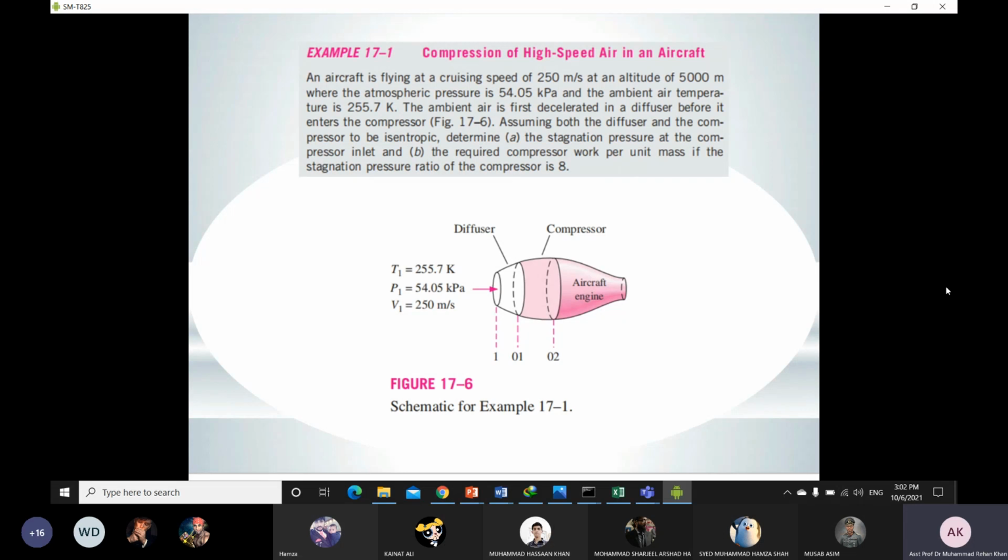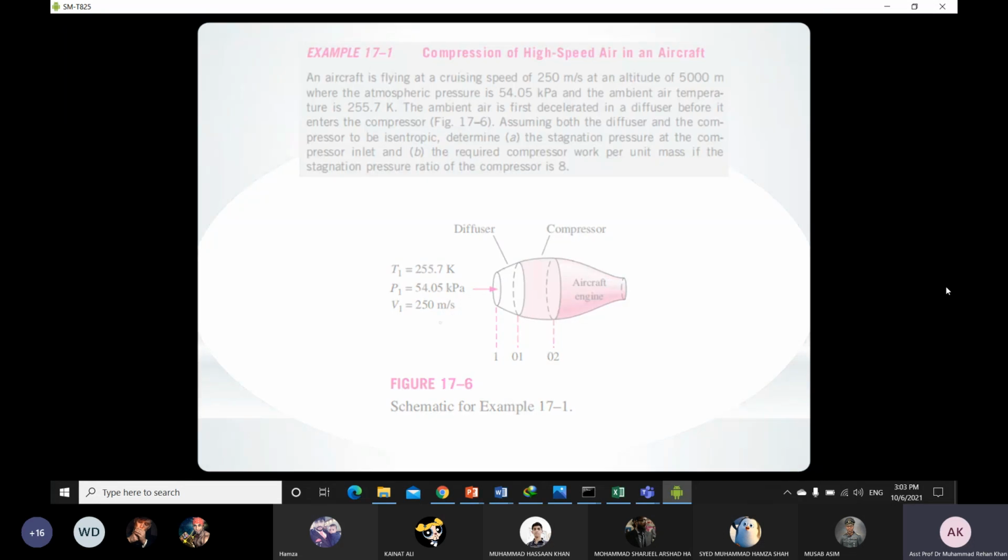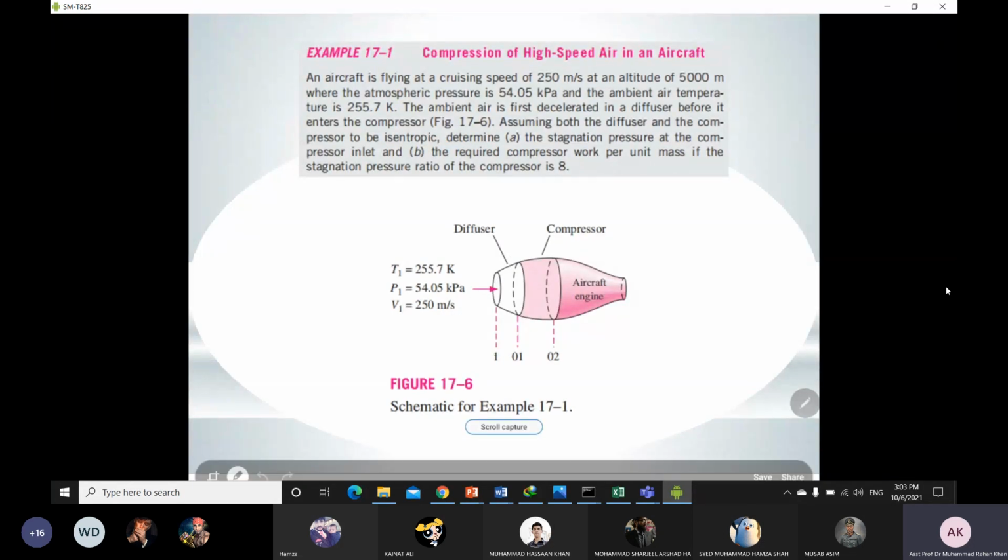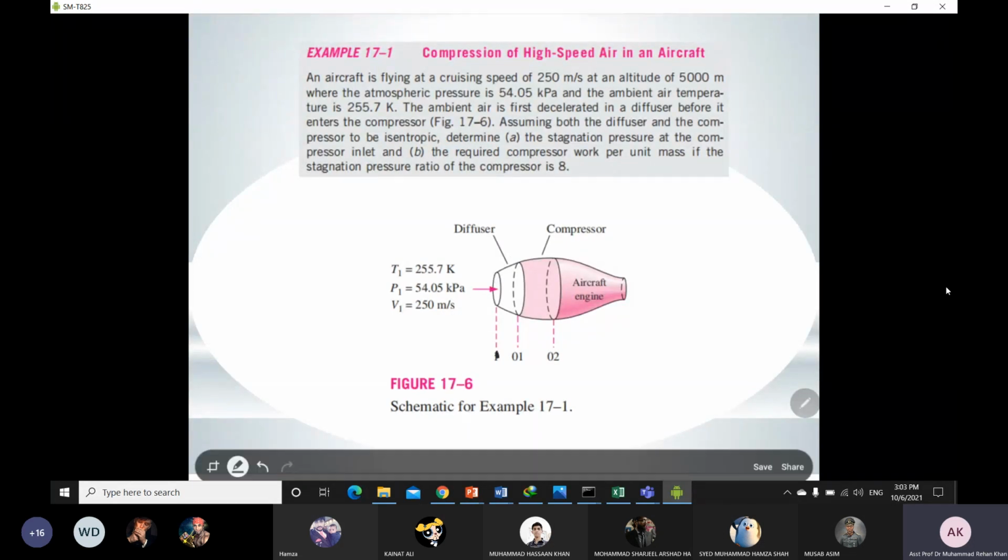Assuming both the diffuser and the compressor to be isentropic, you have to determine two things: the stagnation pressure at the compressor inlet, and the required compressor work per unit mass if the stagnation pressure ratio of the compressor is 8. Okay, so this is the question. You have to note down the data, and then we will see how to solve it. If you look at the figure, this is point number 1, which is the diffuser inlet.